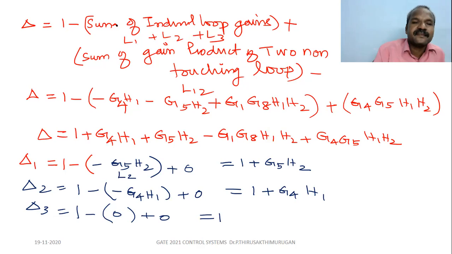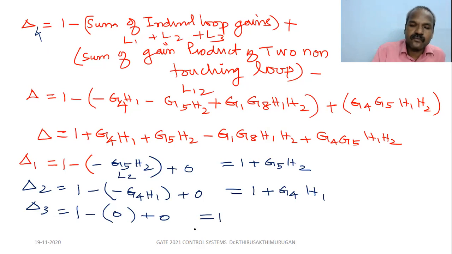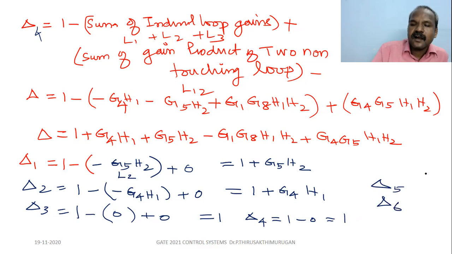The 1 minus this delta 4 is 1 minus the sum of individual loop gains which are not touching the fourth forward path. So that is impossible, no loop is not touching the fourth forward path. So all are touching. So delta 4 is also 1 minus 0, so 1. Similarly delta 5, delta 6 all are equal to 1.